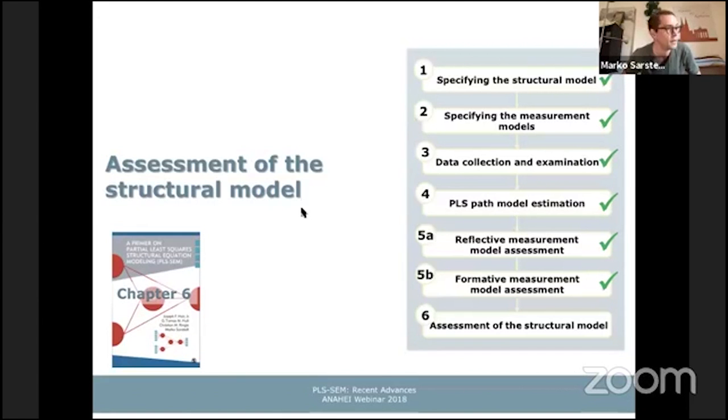This is fundamental because if the measures are not of sufficient reliability and validity, it makes no sense to look at the structure model, that is the results or the estimates between the constructs. Obviously, if you have garbage in, meaning that the measures are not of high quality, then there's garbage out. Whatever comes out of these measures is not really meaningful either. That's why we first need to look into the measurement model qualities.